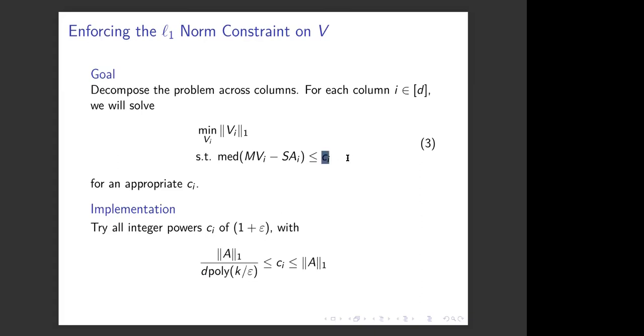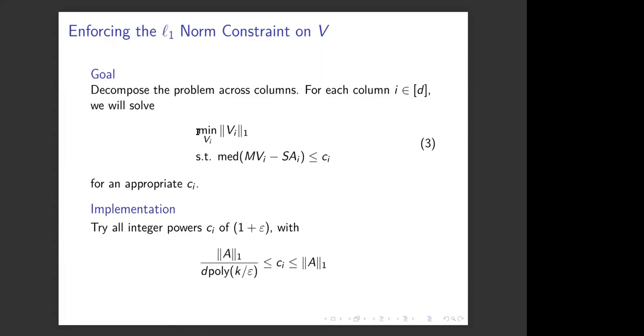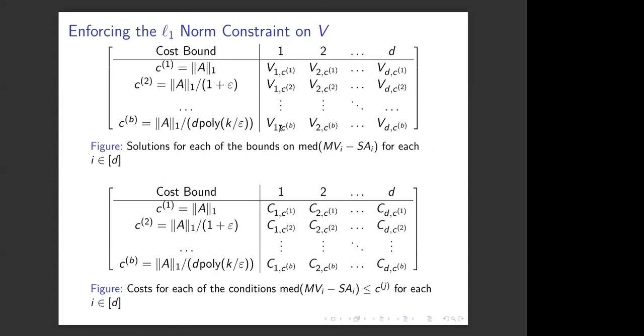So for this C sub i, we just guess several different powers of 1 plus epsilon. But that brings us to a new problem. For each of these columns, there are several possible cost bounds. We have to guess which cost bound is correct, because we can solve this problem, certainly, for each possible cost bound. But then for each column, we need to figure out which cost bound is actually correct.